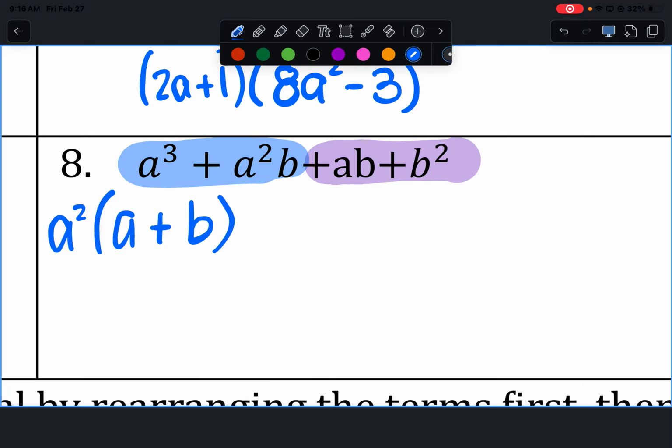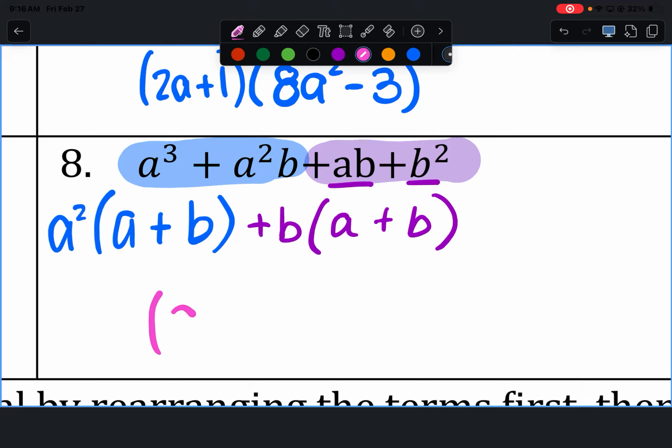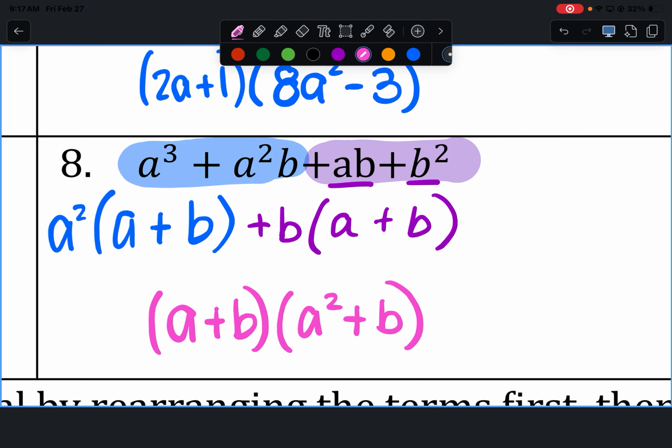For the second half, what is our GCF? Do both of these things have an a in them? No. Do both of them have a b? Yes. What is the lowest exponent of b that they both have? 1. So we're just going to take out plus b. And what is that going to leave us with? A plus b. Now, what part of that is the same? A plus b. What part of that is left over? A squared plus b. So that is our fully factored form.